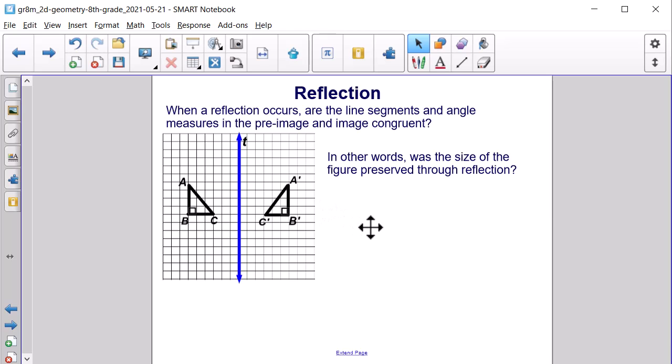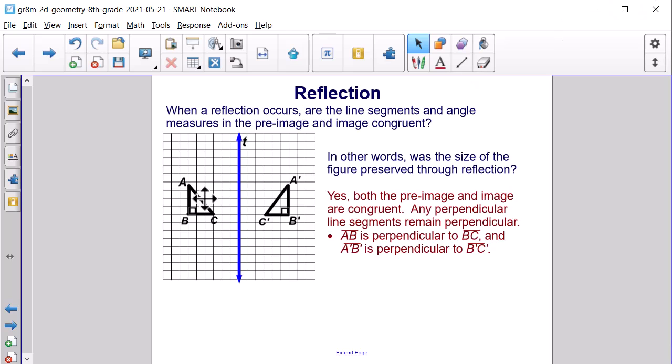In other words, was the size of the figure preserved through reflection? Take a moment to pause this video and think about it, and when you're ready for the answer, unpause it. If we look at our original triangle, triangle ABC, and triangle A prime, B prime, C prime, yes, both of these triangles are congruent to one another.